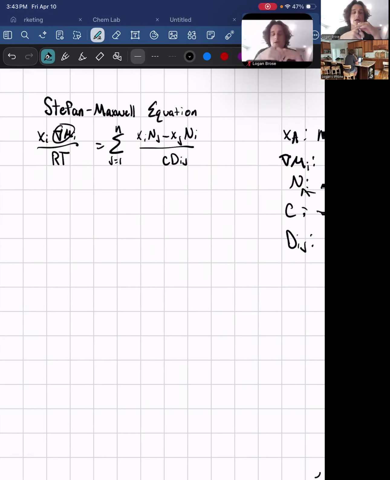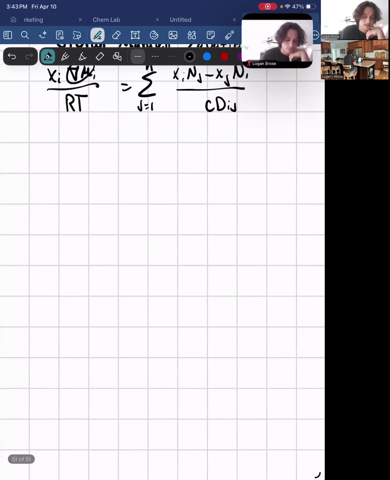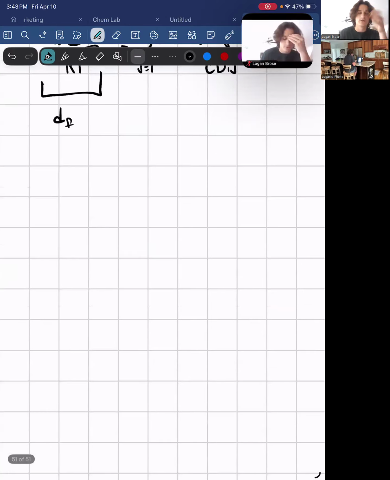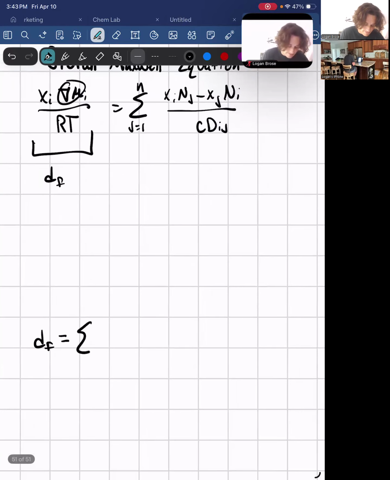Now, you can also write it in a couple of different ways, right? All of them have this on the left side, so I'm just going to refer to this as the driving force, so dF. So one of the next main ones, we have our driving force, and that will be the sum over j equals 1 to N.